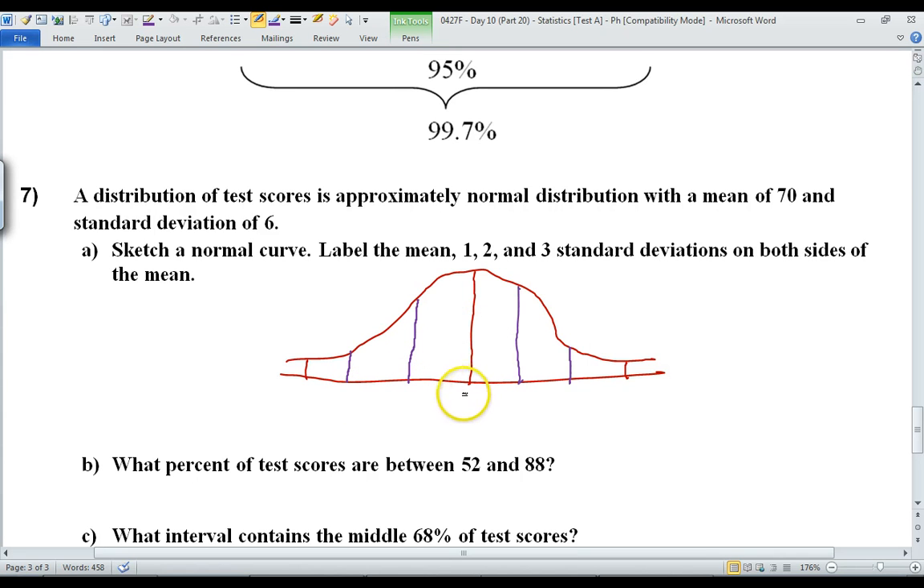Now, in the middle goes the mean. What's the mean for this problem? 70. So you put 70 in the middle. Now, how do I get the other numbers? Yes, you take that standard deviation and you add it going to the right, or you subtract it as you go to the left. So, adding 6, give me the numbers going to the right. 76, 82, and 88. Whoops, 88 I said.